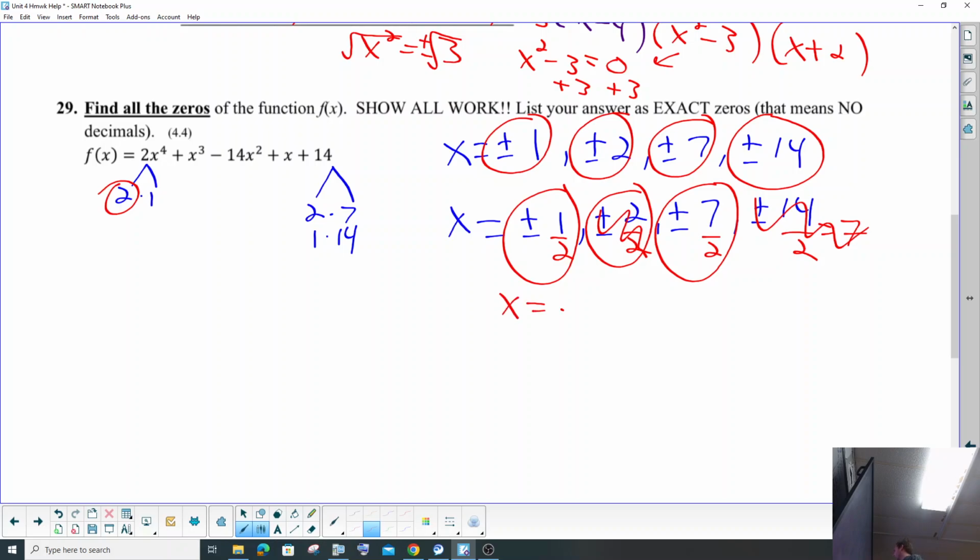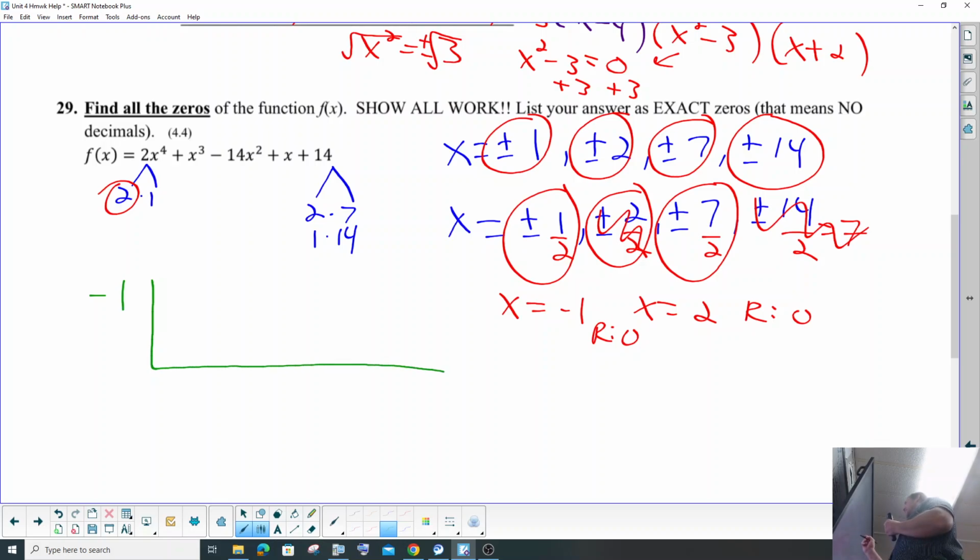So x equals -1 is a factor, and x equals 2 is a factor, because they both have remainders of 0. So now we do synthetic division. So -1. Doesn't matter the order, either of them will work. So we go 2, 1, -14, 1, 14. Bring down the 2 first. -1 times 2.